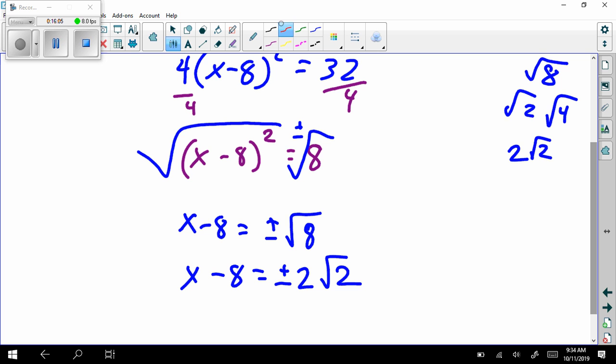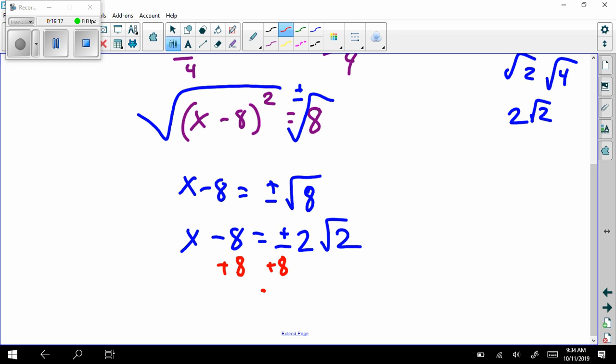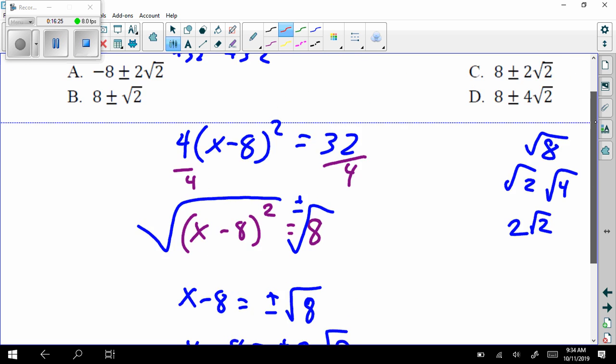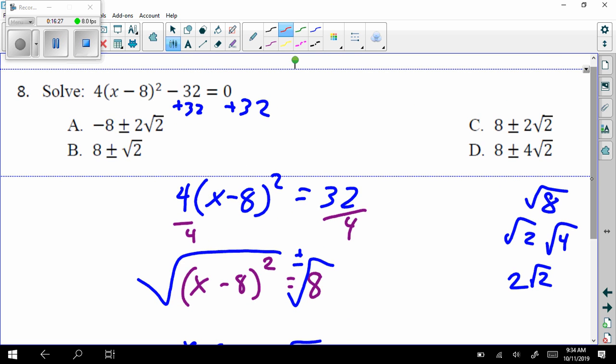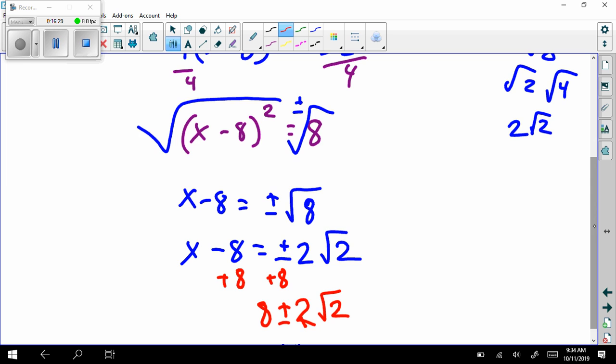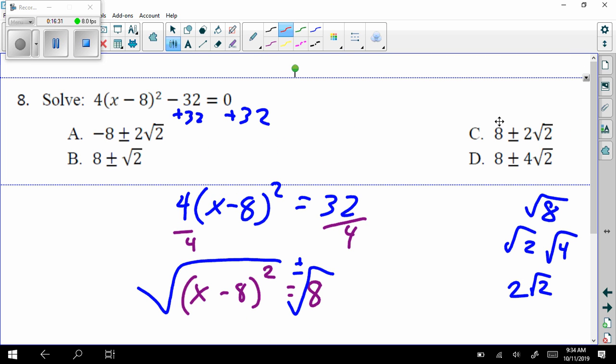And to finish this, you just have to get x by itself. So you're going to add 8. 8 does not have a square root of 2 on it, so you cannot combine those two pieces. So it just stays as 8 plus or minus 2 square root of 2. And it was a positive 8, plus or minus 2 root 2.